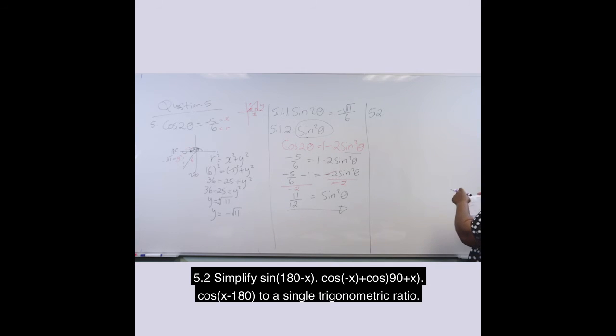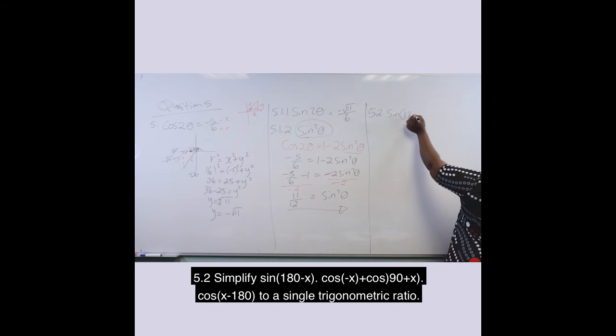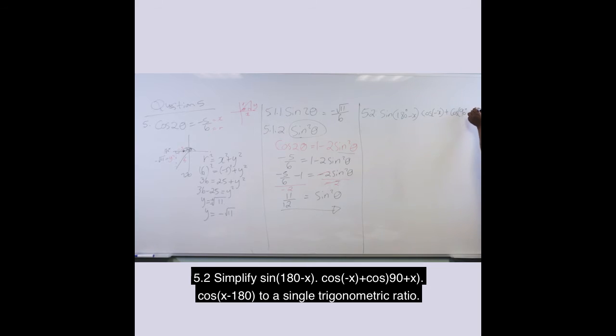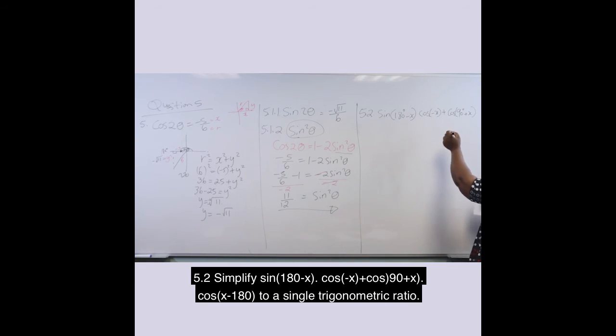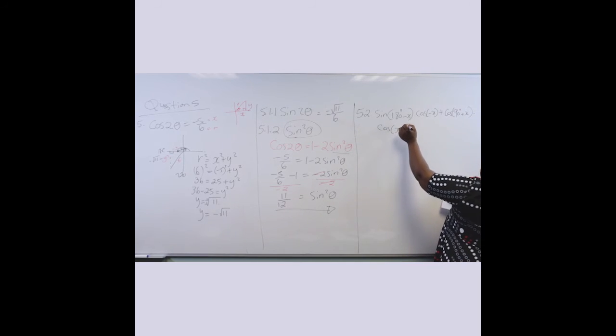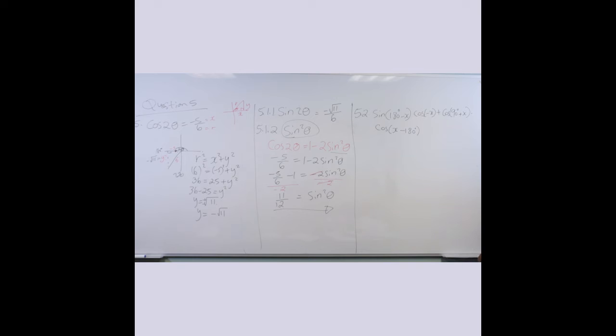Okay, let's write the question down. They said it is sine 180 minus x, and it's multiplied by cos of negative x, and it's added to cos 90 plus x. And we're going to take it a little bit down to continue, but then it's multiplication. It's multiplied by cos x minus 180. Remember, this is on the same line. Having it like that, we must simplify and make sure that we get one trigonometric ratio.